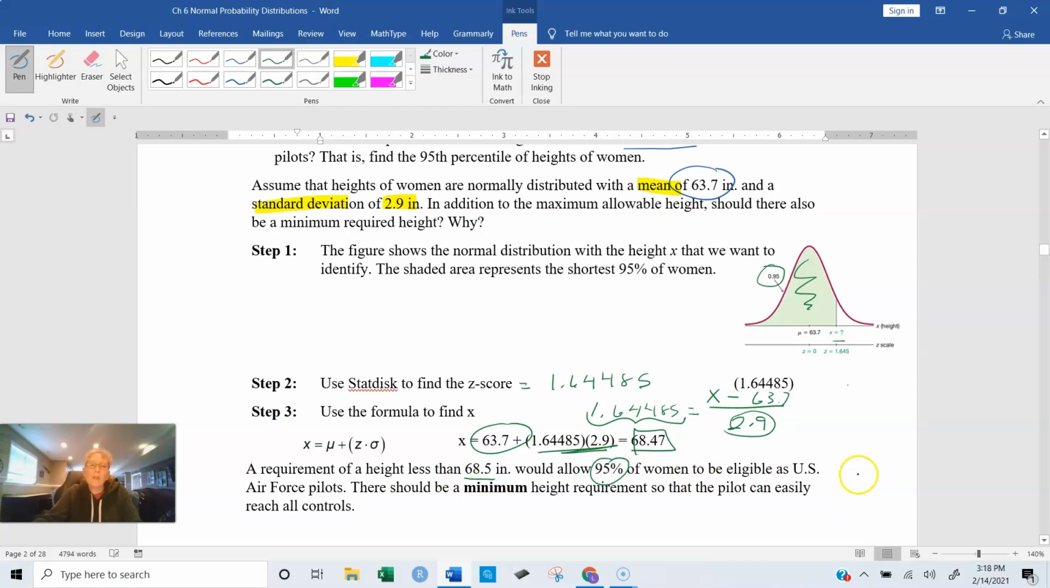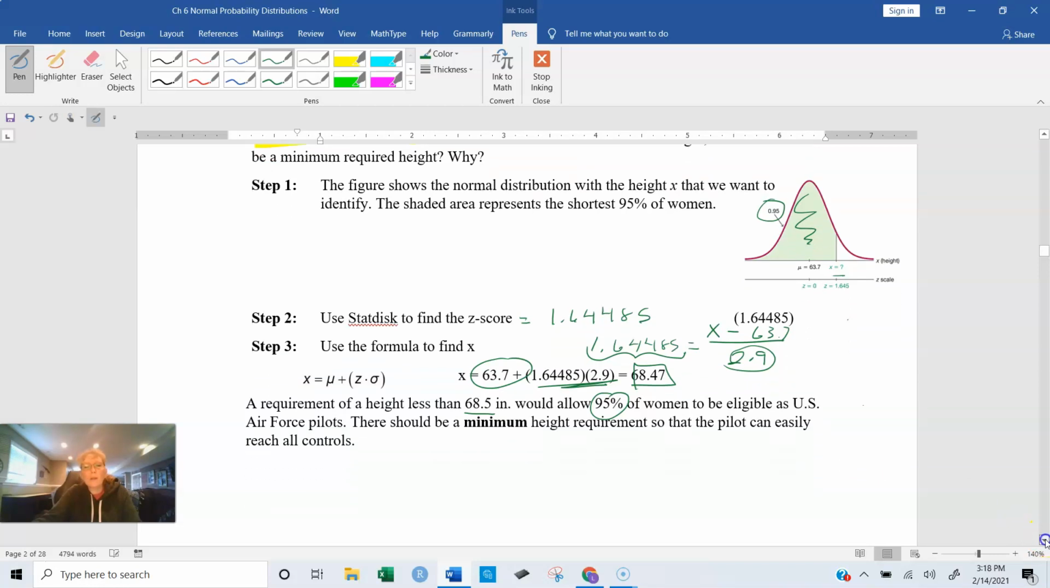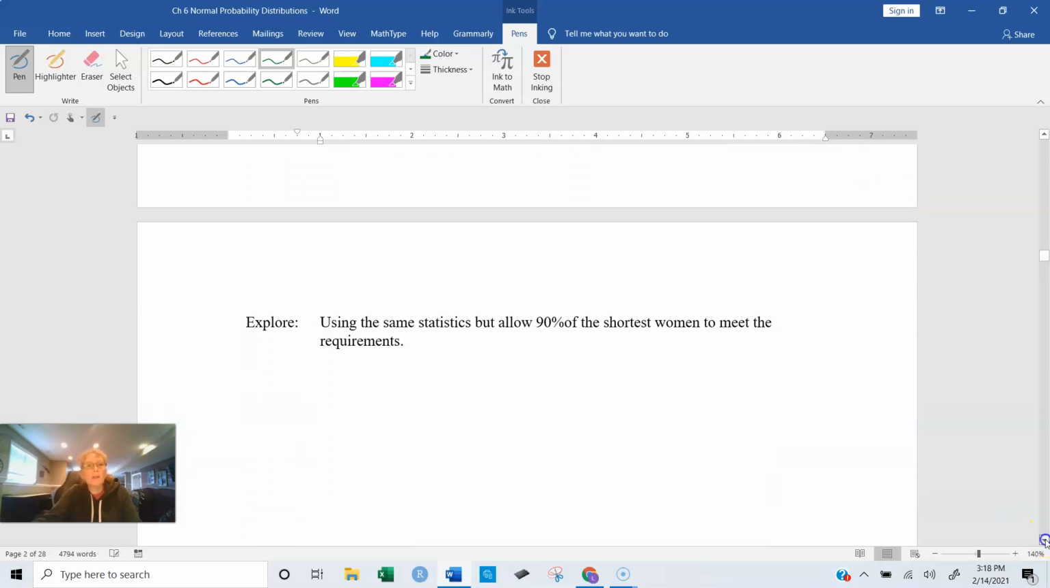Should we have a minimum? Absolutely. If you're too short, you won't be able to see and you're going to crash. So yes, we need a minimum height.